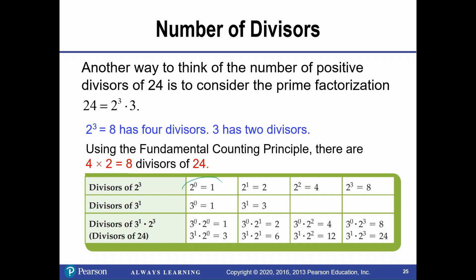We can see this because the divisors of 2 cubed are 1, 2, 4, and 8. The divisors of 3 to the first power, or just 3, are 1 and 3. And then we find the number of ways to combine a divisor of 2 cubed and a divisor of 3, and that is going to be 4 possible choices for 2 cubed, 2 possible choices for 3, and we say 4 times 2 is 8 possible ways to find a divisor of 24.